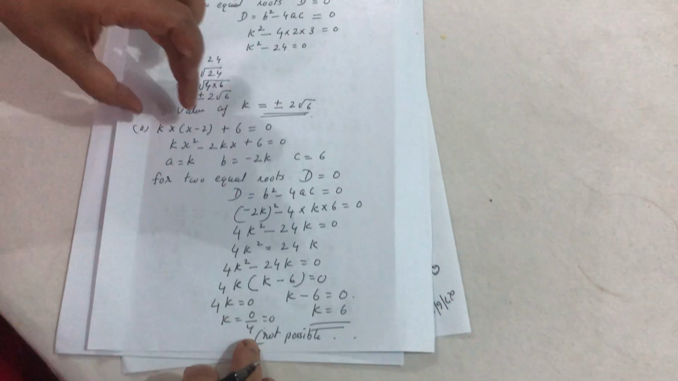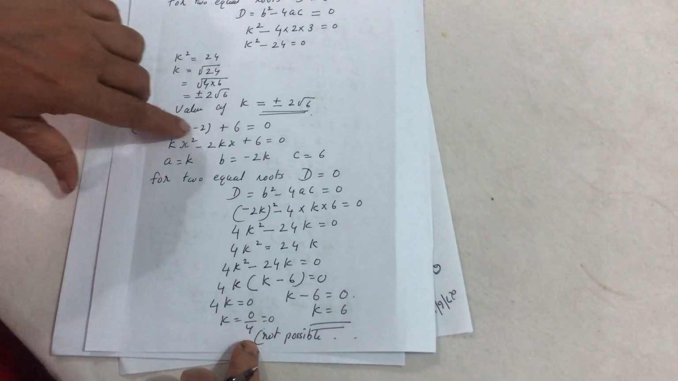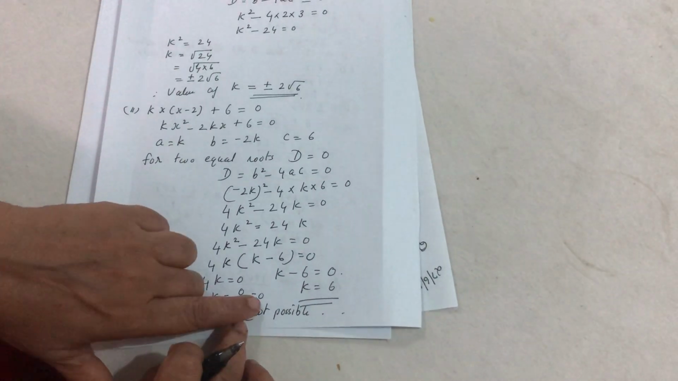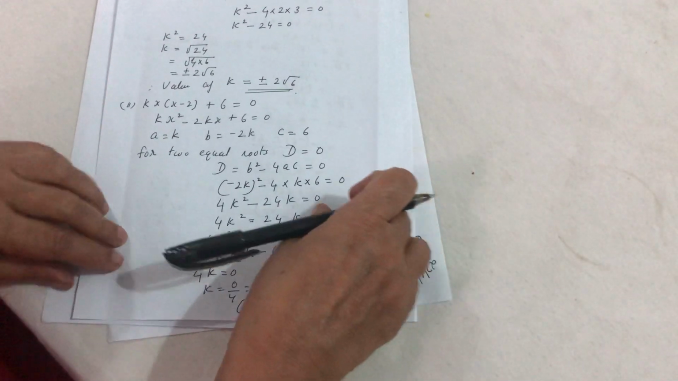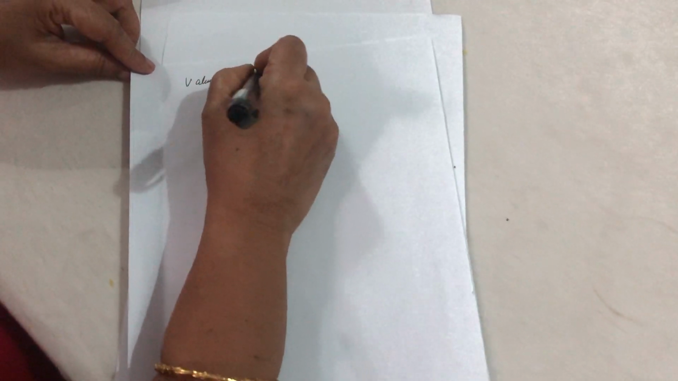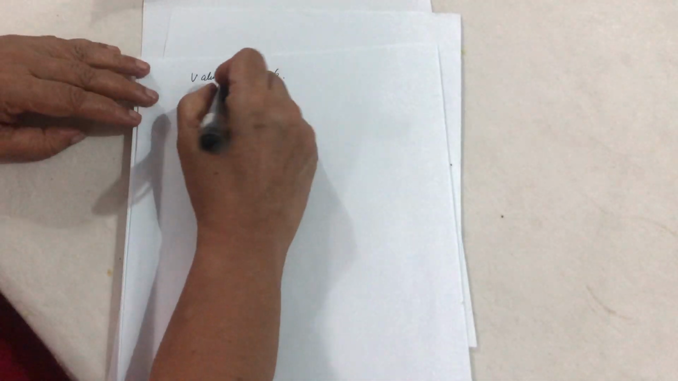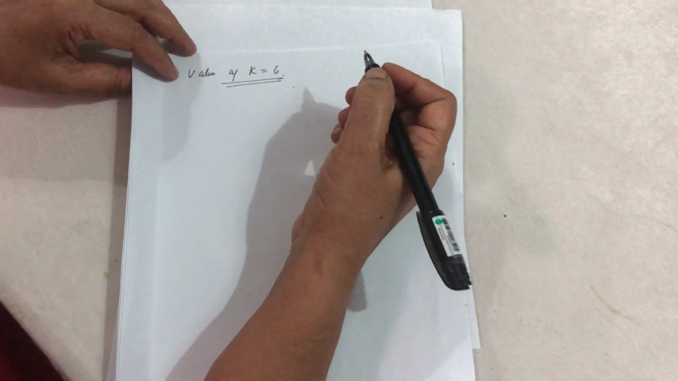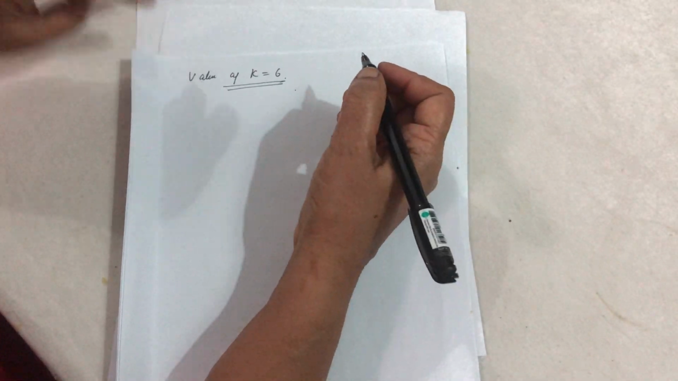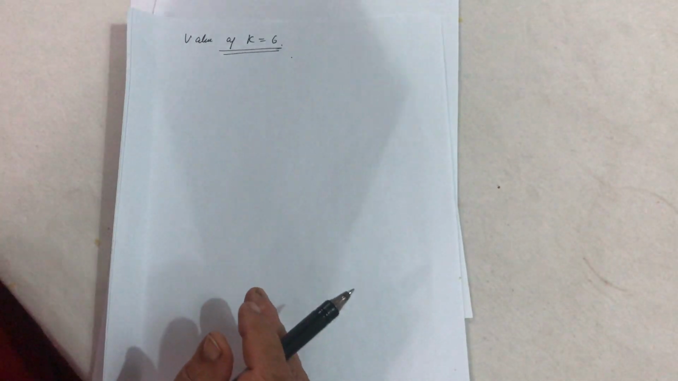Because when k becomes 0, this entire part will become 0. Value of k is 0 means this entire part will become 0. That means k is 0 is not possible. Therefore, the value of k is 6. So you understood why I have not taken k is equal to 0? Because when you take k equal to 0, this entire part will become 0. Then it is not a quadratic equation.